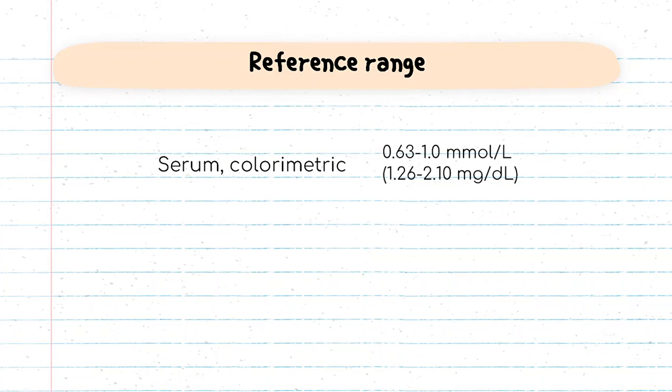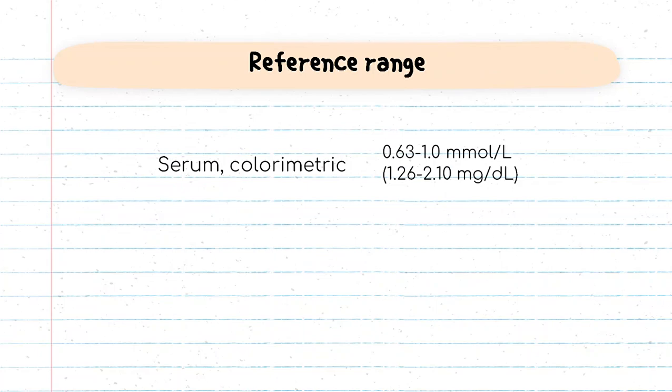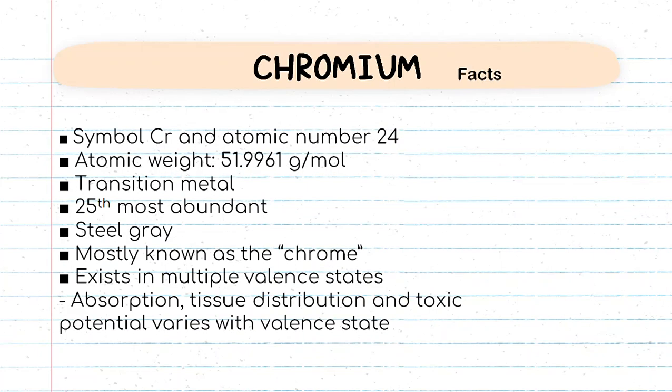Reference range: serum colorimetric 0.63 to 1.0 millimole per liter, 1.26 to 2.10 milligrams per deciliter. This ends the magnesium discussion. I'm now going to talk about chromium.